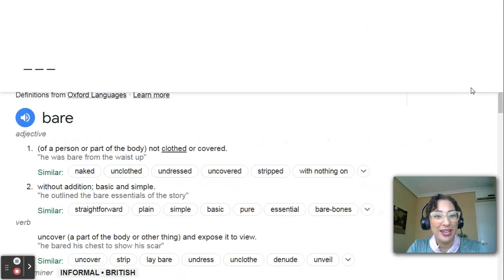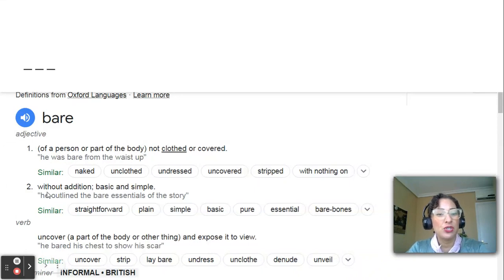Next, let's look at bear, B-A-R-E. So this is the homophone, the word that sounds just like B-E-A-R, but it's a completely different word. It can mean unclothed or uncovered. So the bare body. For example, he was bare from the waist up. So this means he was wearing shorts or pants, but no shirt. The top part was uncovered.